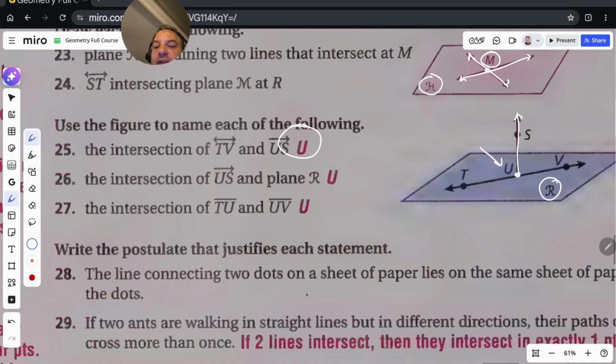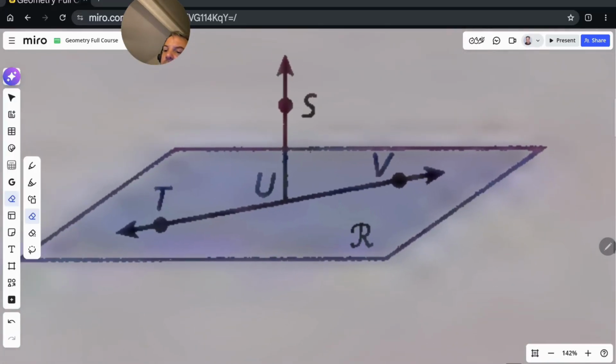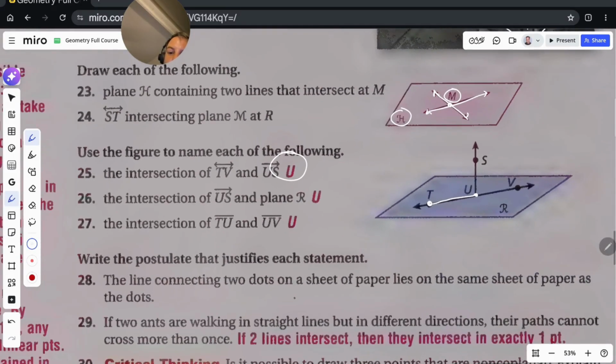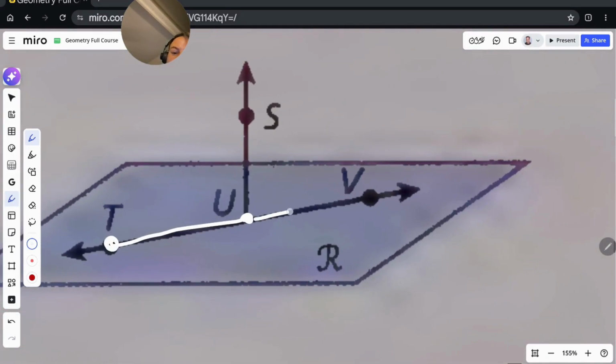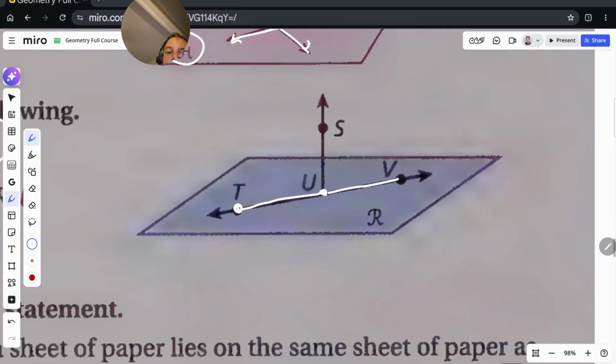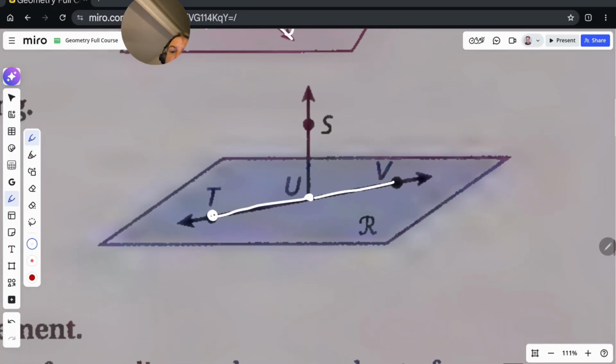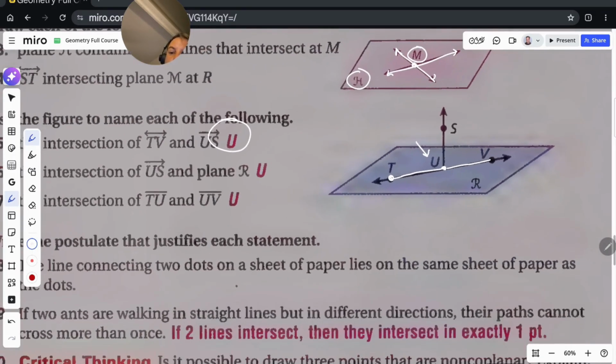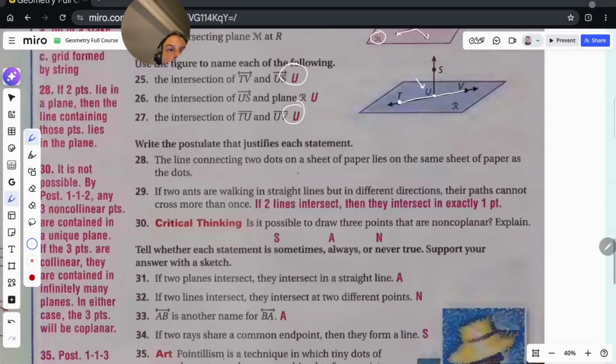And 27, the intersection of segment TU and segment UV. Let's take a look a little closer at our figure. Put a dot there. Here is that segment, segment TU, and then segment UV. And again, they share the endpoint U. So U for all three answers.